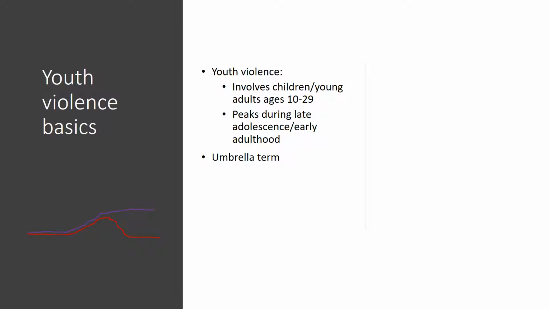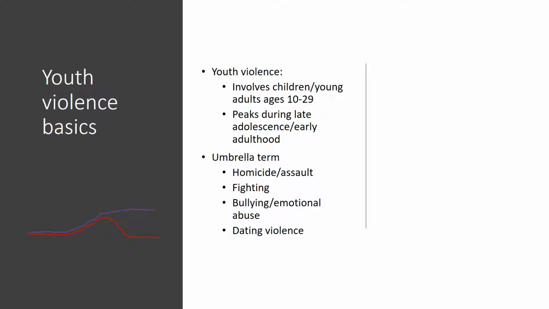Youth violence is an umbrella term, so it covers a range of behaviors. It covers homicide and assault between youths, fighting. It covers bullying and other forms of emotional abuse. It covers dating violence, and it covers other things as well. This is not by any means an exhaustive list, but these are some of the things we talk about when we talk about violent acts between youth.